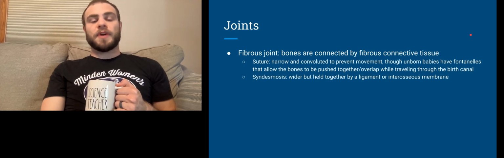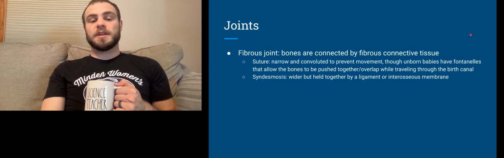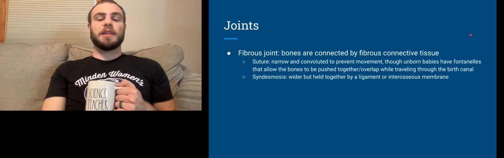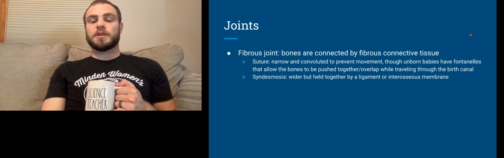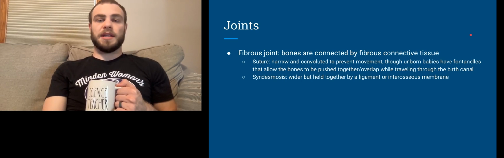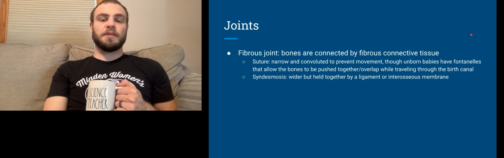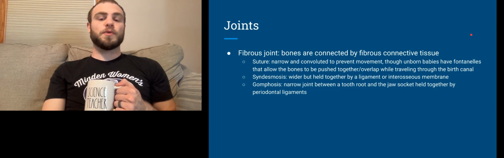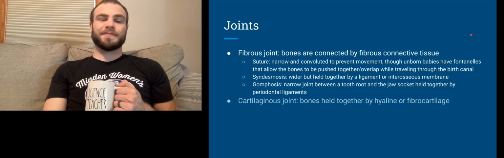Another joint that falls under a fibrous joint is a syndesmosis. These are going to be slightly wider than a suture, but they're going to be held together by a ligament or by some sort of interosseous membrane. You'll remember we have interosseous membranes in between the radius and ulna of the forearm, and in between the tibia and the fibula of the leg. And then a gomphosis is a narrow joint between a tooth root and the jaw socket, and it's going to be held together by periodontal ligaments.